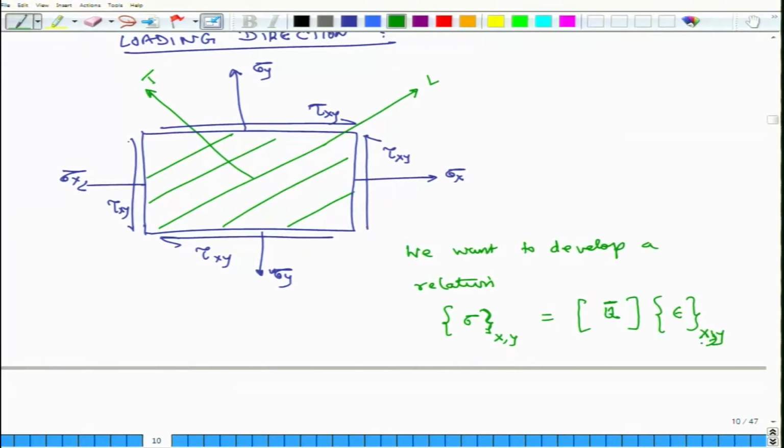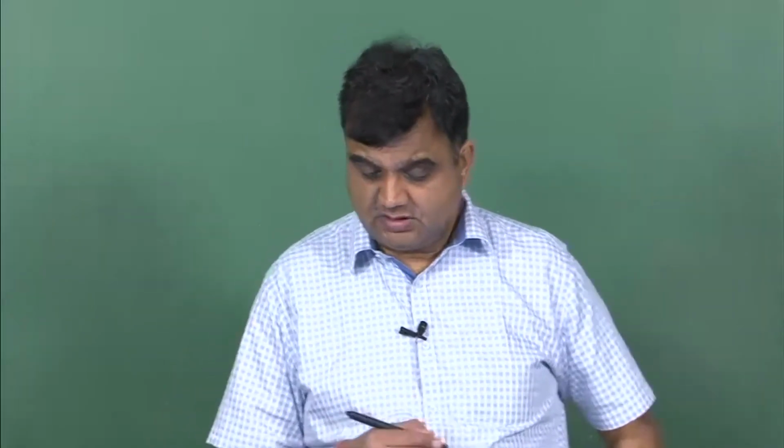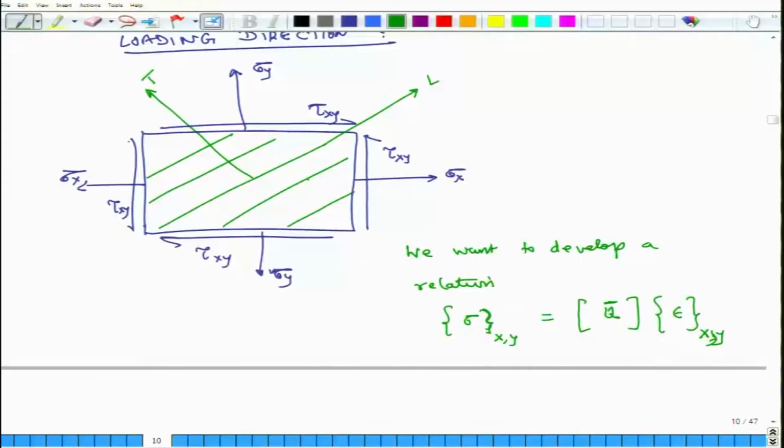It multiplies a strain vector, which is again measured with respect to the xy coordinate system, because the xy coordinate system is what we are interested in. We do not care about the LT coordinate system. The only additional thing we have is that the orientation of LT with respect to the xy coordinate system is theta degrees. As theta keeps changing, we have to figure out how we can relate epsilon, the strains, to the stresses in terms of this Q bar matrix. This is what we are interested in finding.